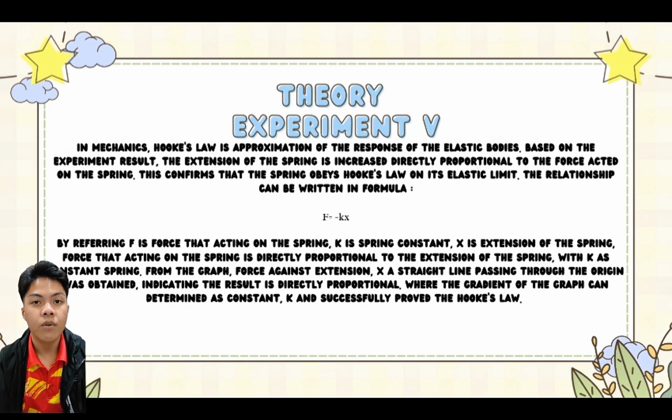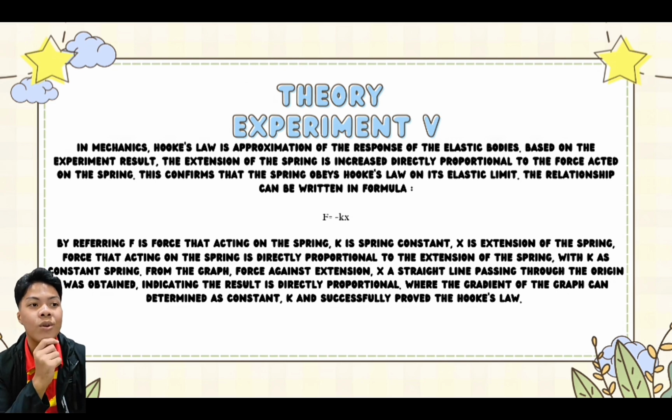Theory of experiment 5. We know that experiment 5 is an experiment about a spring. A spring is more relatable to Hooke's law. So what is Hooke's law? In mechanics, Hooke's law is an approximation of the response of an elastic body. Based on the experiment result, the extension of the spring increases directly proportional to the force acting on the spring. This confirms that the spring obeys Hooke's law within its elastic limit. The relationship can be written in the formula F equals negative kx.